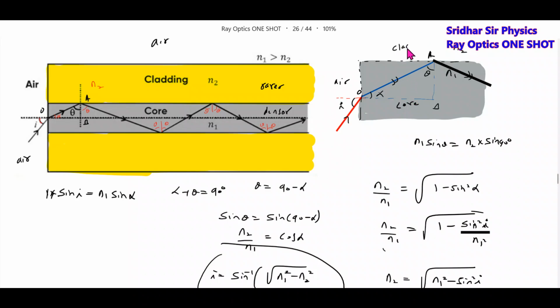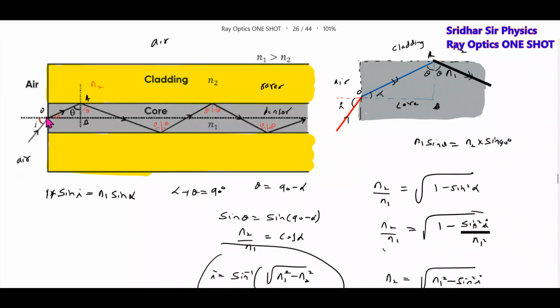There is a cladding. So at point 2, the angle of incidence is I, and the angle of refraction is alpha. Here at point A, the angle of incidence, let it be theta, which is greater than or equal to the critical angle. Like this we are discussing now. Now we'll apply it here.